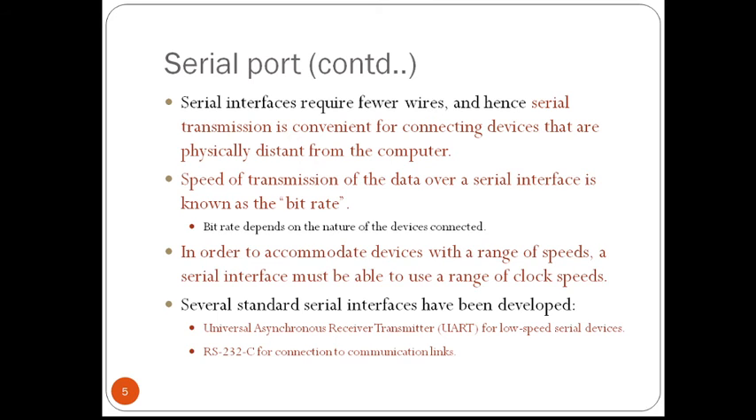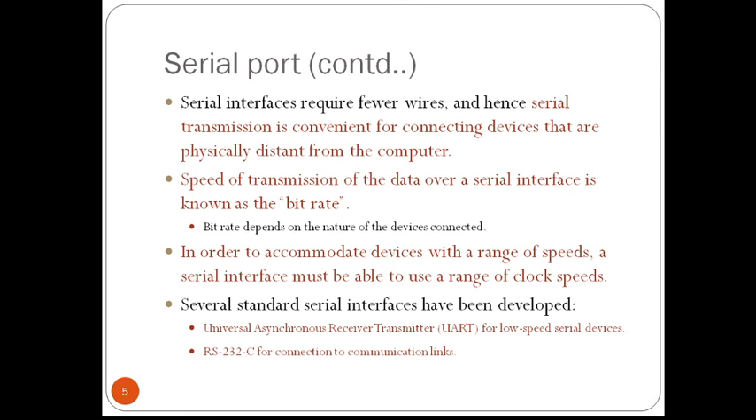The speed of transmission is often given as the bit rate, that is, the bits transmitted per second. The bit rate depends on the nature of the devices that are going to be connected. So to accommodate a range of devices, a serial interface must be able to use a range of clock speeds. This is given in Figure 4.37 from the textbook, which allows separate clock signals to be used for input and output operations for increased flexibility.